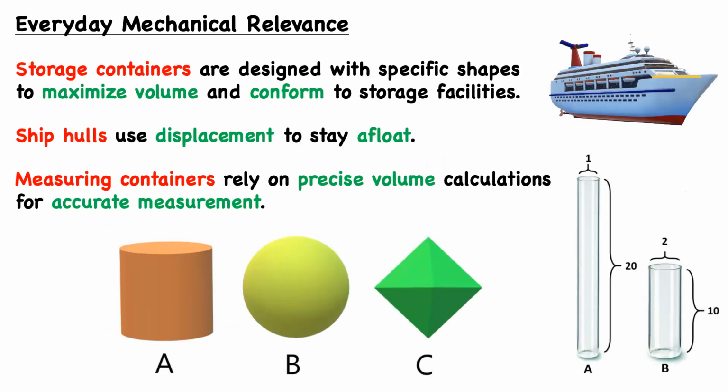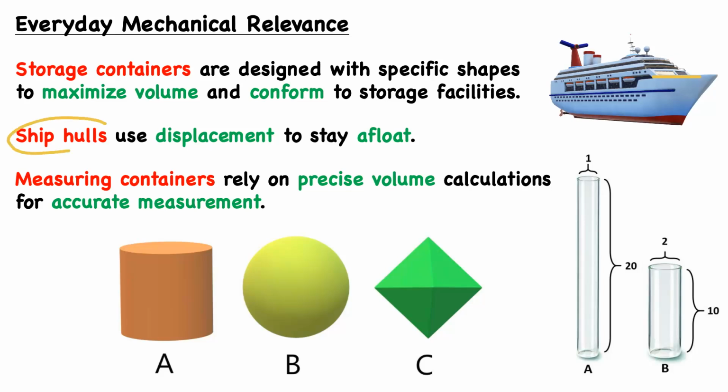So now let's look at the everyday mechanical relevance of shape and volume through a few examples. The first is storage containers, which are designed with a specific shape in order to maximize volume and conform to storage facilities. Of course, typically you want to store as much as possible if you're using a large storage container. And of course, you also need to conform to the space. It needs to fit, it can't get in the way, it can't obstruct other operations. So the shape is very important.